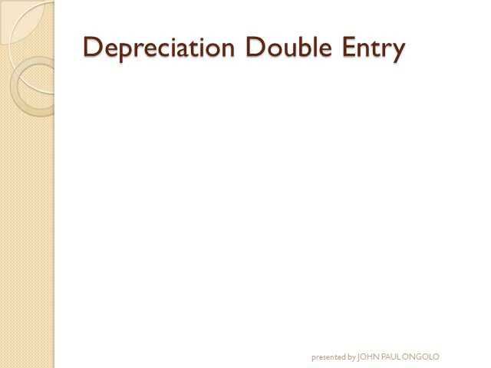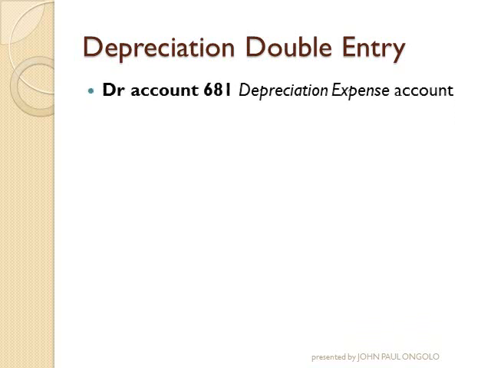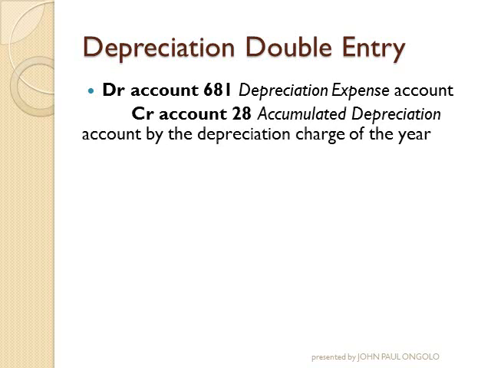So, at the end of the year, when depreciation has to be recorded on an asset, we are going to debit the relevant account 681 depreciation expense account and credit account 281 accumulated depreciation by the depreciation charge of the year. These accounts, account 681 and account 281, have sub-accounts, and you are going to choose the relevant sub-account which ties with the fixed asset you are trying to depreciate.